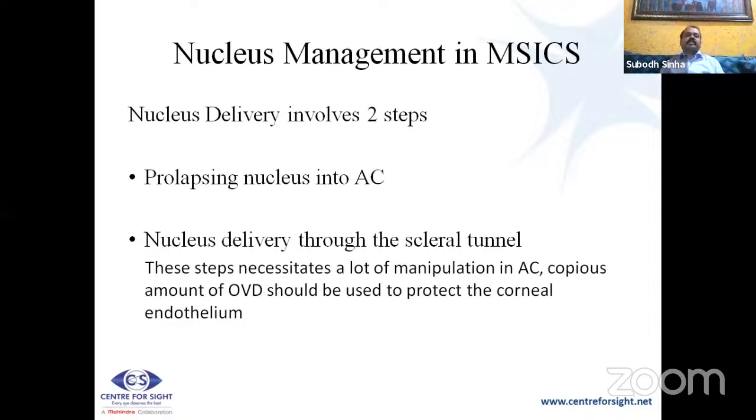Then the next step is nucleus delivery. The nucleus management has two steps. One is prolapsing the nucleus into the anterior chamber and then delivery of the nucleus through the scleral tunnel. You have to remember that for these two steps, you require a lot of manipulation in the anterior chamber. So you should use plenty of viscoelastic to prevent any endothelial damage.